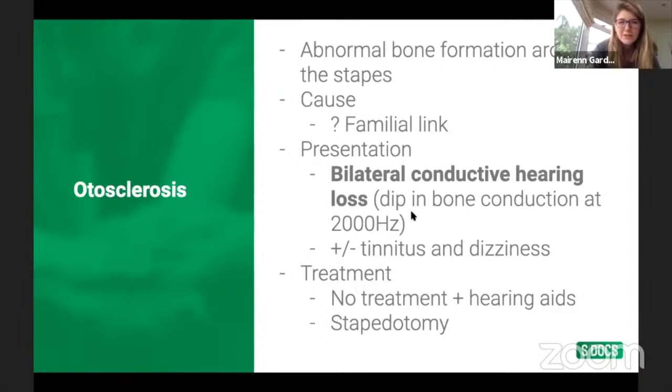Often you don't give these patients any treatment apart from maybe hearing aids to improve their hearing. If it severely impacts their quality of life, you can do a stapedotomy where you remove some of the bone around the stapes, but it's not always needed.